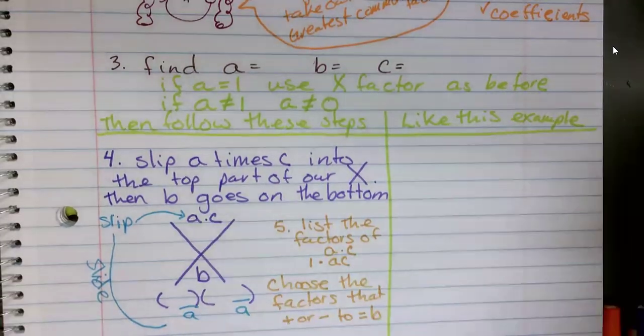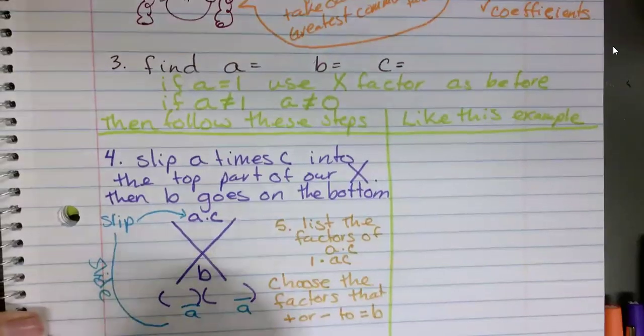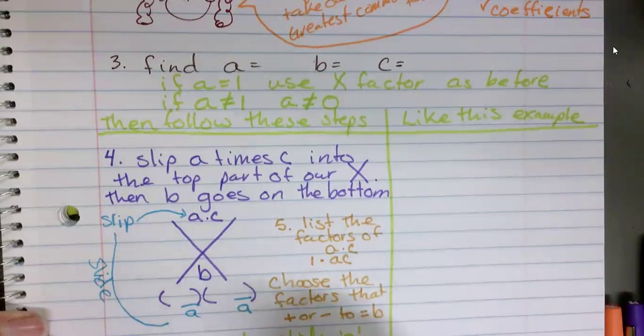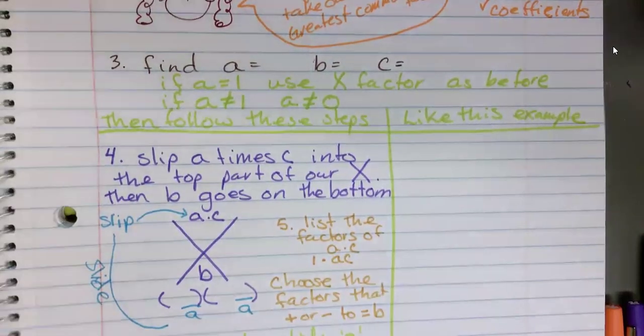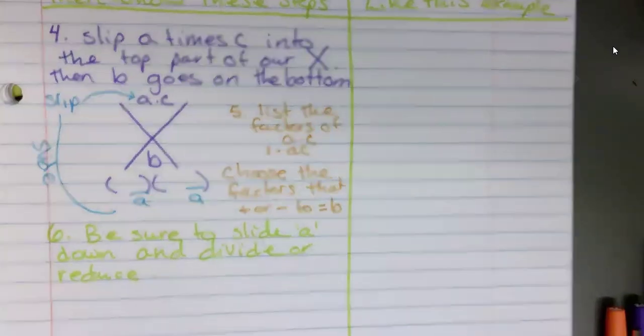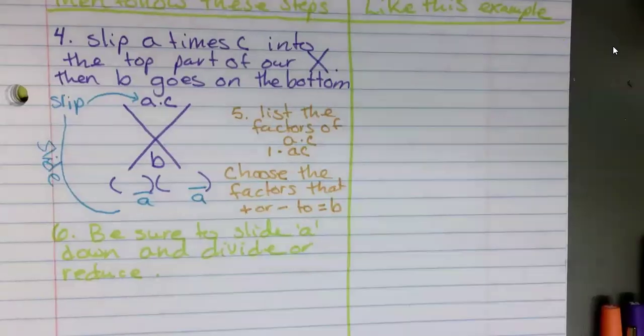But then we've got step 6. I'm going to write it again. Be sure to slide A down and then divide or reduce. Oh my goodness, I'm so sorry that you can't see that. Fix that. Be sure to slide A down and divide or reduce. And again, when we do that on the side, it'll make more sense.